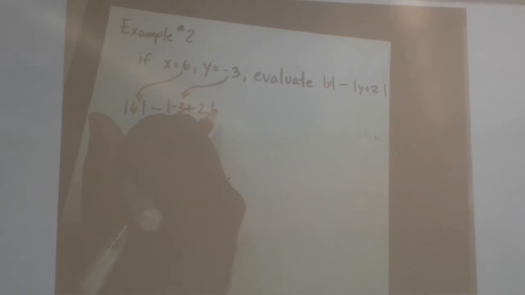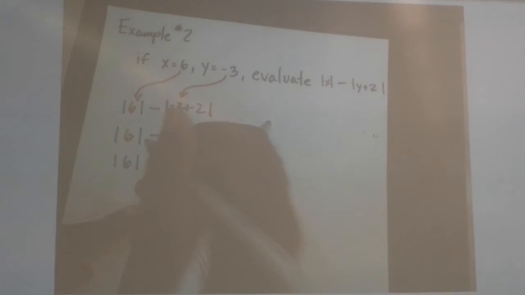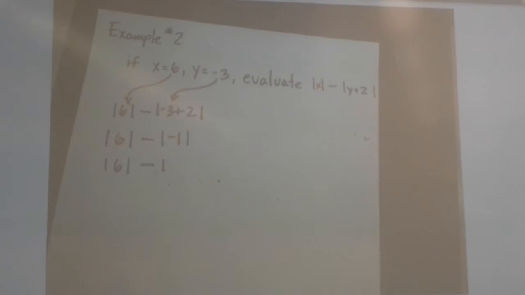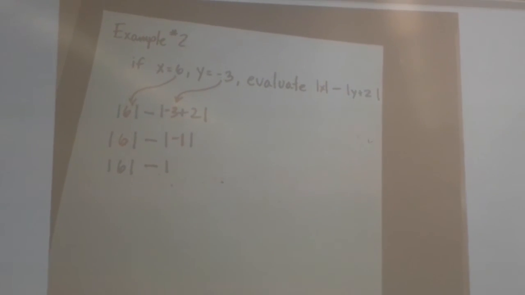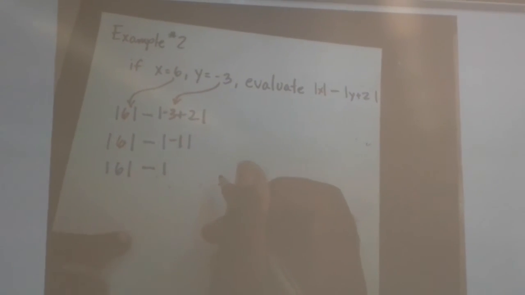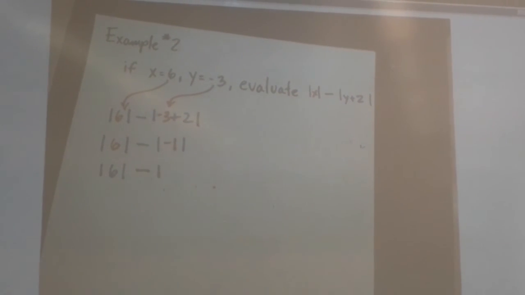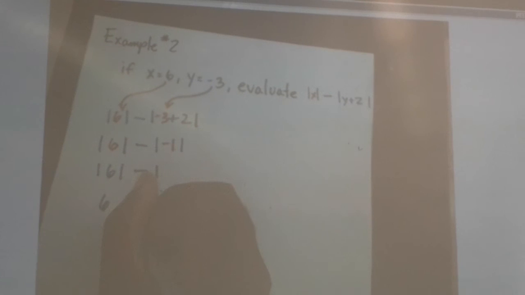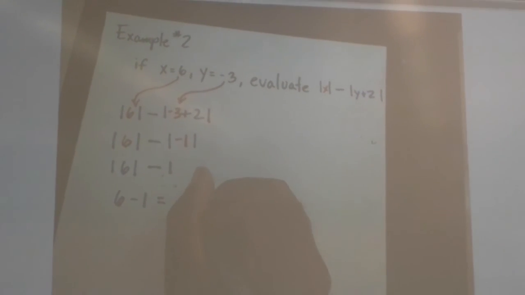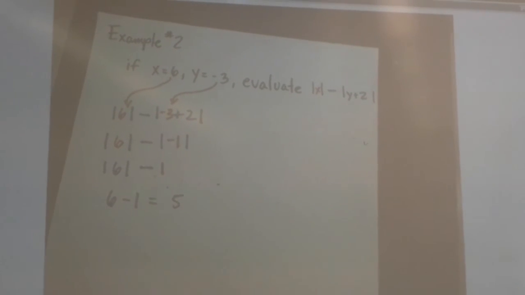Then you still have the absolute value of positive 6. Remember, absolute value is always positive. So therefore, the 6 does not change. So you have 6 minus 1, which equals 5. And that's your final answer.